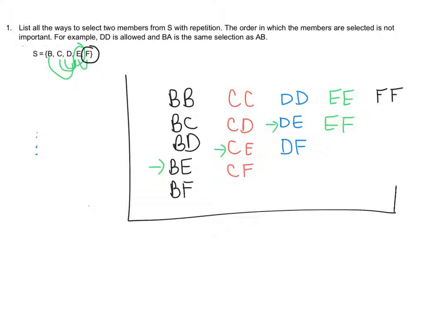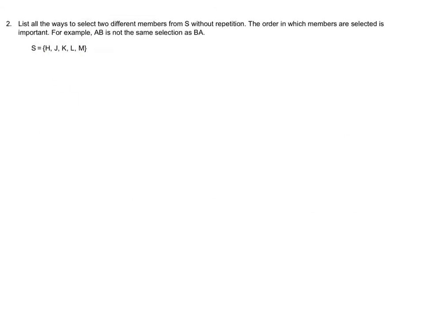This grouping here represents all the ways to select two members from S with repetition, where the order in which the members are selected is not important. So this set of pairs is our answer. List all the ways to select two different members from S without repetition. The order in which members are selected is important. For example, AB is not the same selection as BA.